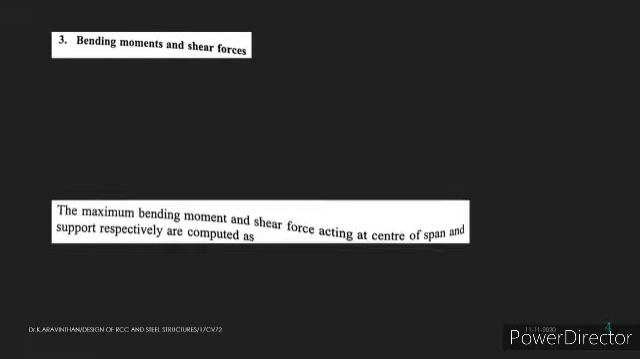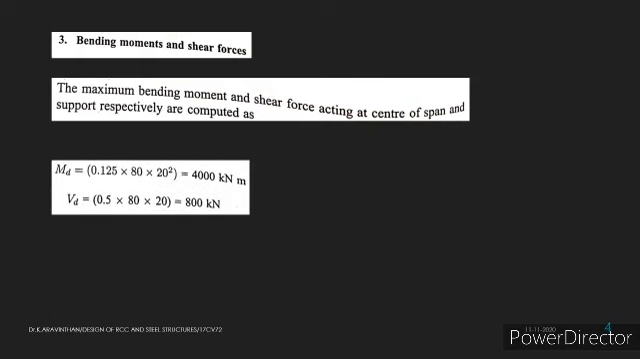Okay, next let us find the bending moment and shear force. I have earlier explained we will be considering the beam as a simply supported condition. For that condition, we know that the bending moment formula is WL square by 8. So W will be 80, which is the factored load, and L is 20, squared, divided by 8. If you divide this and simplify, you will be getting 4000 kilonewton meter as the bending moment.